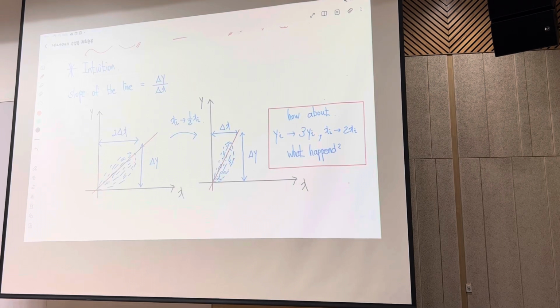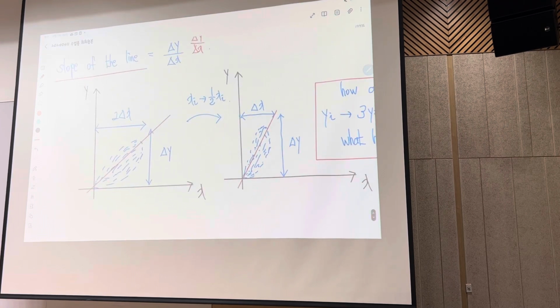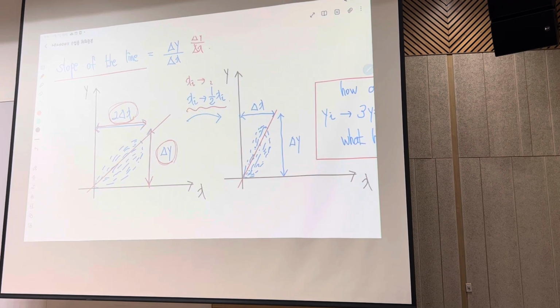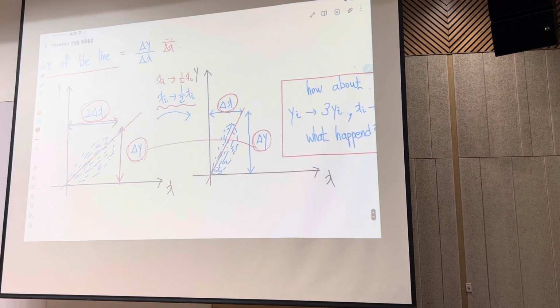Also, we can get the intuition in this problem. Slope of the line can be defined as delta y over delta x. These points have variation delta x, and variation of y is delta y. Then let's plug in x_i equal to 1 over 2 x_i. Then variation of x will be delta x, and variance of y is the same as like this.